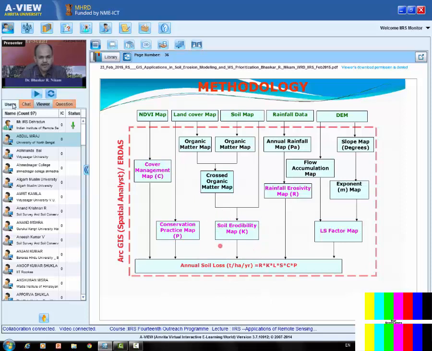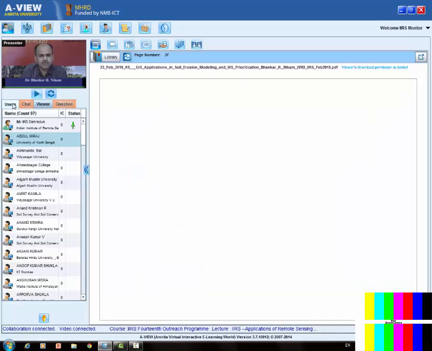If the organic matter content is not available in the soil map, we will fuse that soil map with the land use map. We will find out the organic matter content and then derive the soil erodibility factor. From the land use map we will derive the conservation factor, and from the land use map or vegetation index map we will derive the cover management factor. And all this will be done in the environment of GIS or any image processing software.